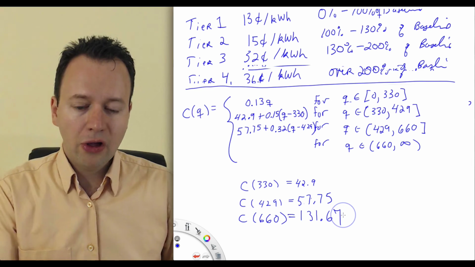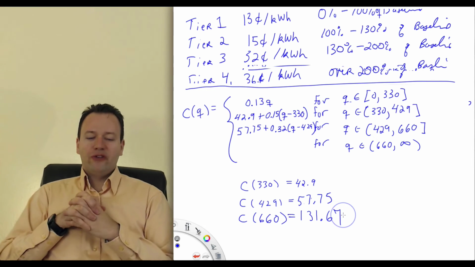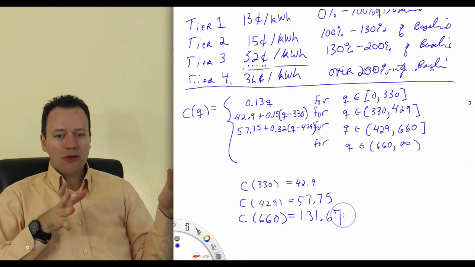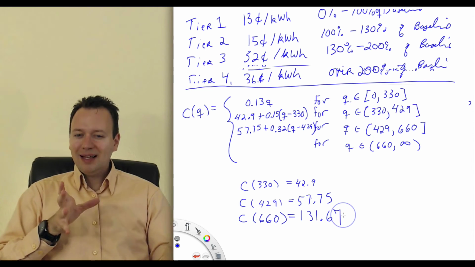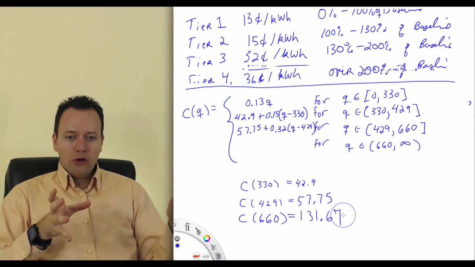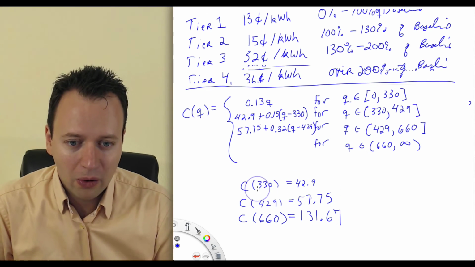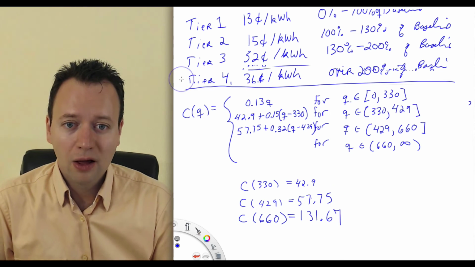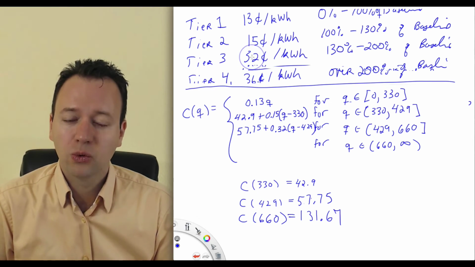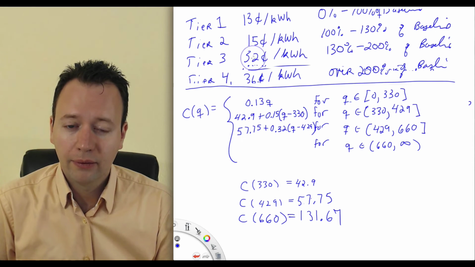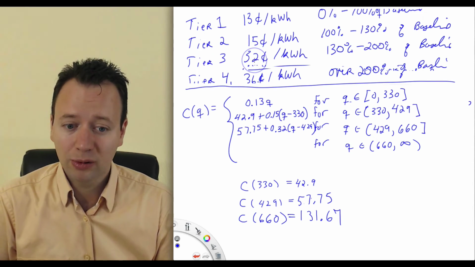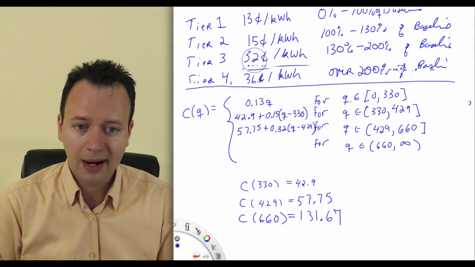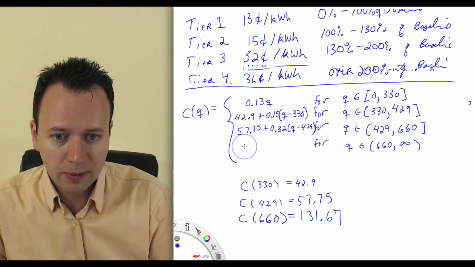131.67. Now note that this is just another 70% of baseline, and yet we went from about $60 to about $130. So that's about a $70 increase for using like 200 kilowatt hours. But that makes sense because the rate is over twice what it was before, right? So the rate has gone up considerably, so it makes sense that it's suddenly more expensive for those next 200 kilowatt hours.